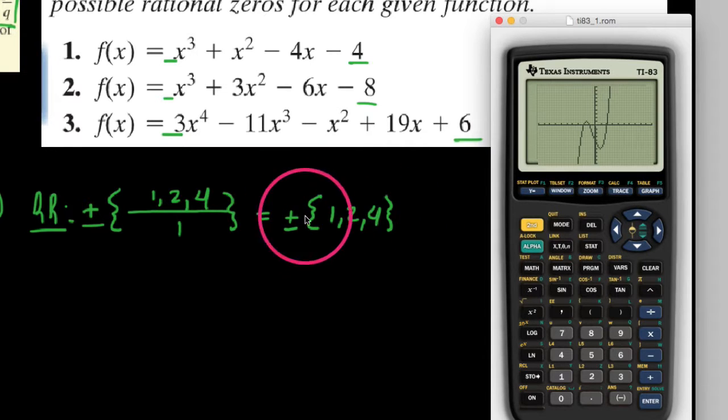And so that's the great thing about this rational roots theorem. It gives us a list of zeros to potentially work into our function, and we can see that the zeros that the function has have to be on this list.